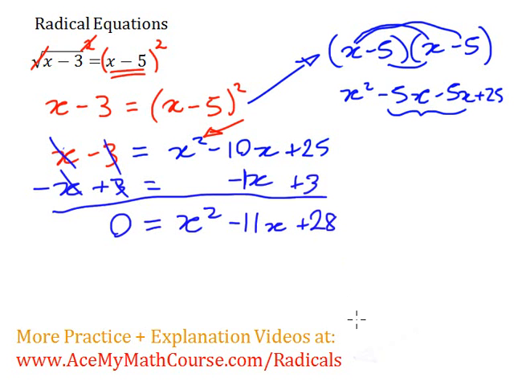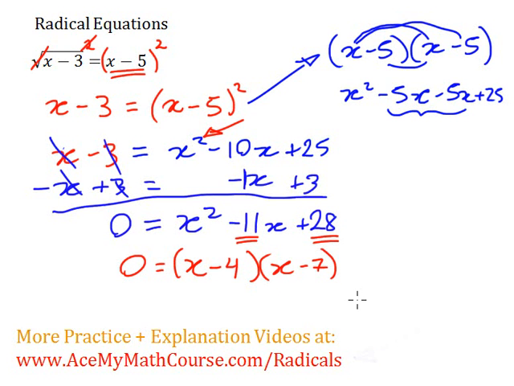And now, what shall we do? Well, we can solve this in many ways. My personal preference would be to factor this. Well, we're looking for two numbers that multiply to 28 and add up to negative 11. I'm assuming that you guys know this. If not, check out Factoring Trinomials on our website. So two numbers that multiply to 28 and add up to negative 11 would be negative 4 and negative 7.